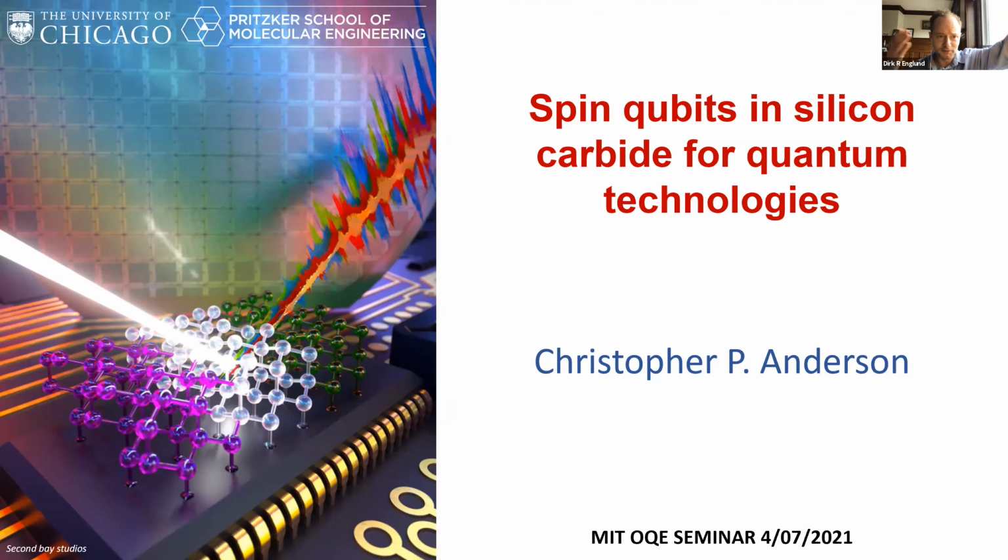So he did his PhD at the University of Chicago, which was actually supported, I should say, by an NDSEG fellowship, so he's an NDSEG recipient. Prior to that, he did his bachelor's in chemistry and physics from the University of Michigan. Lots of great stuff from the last couple of years, so I thought it'd be great to have Chris come and tell us a little bit about that.